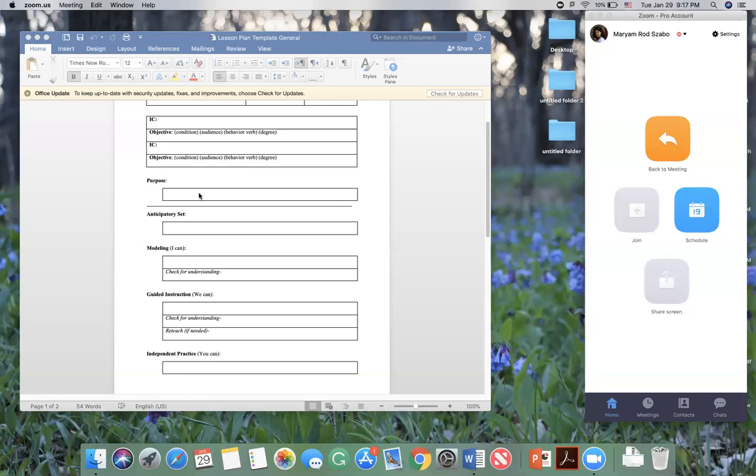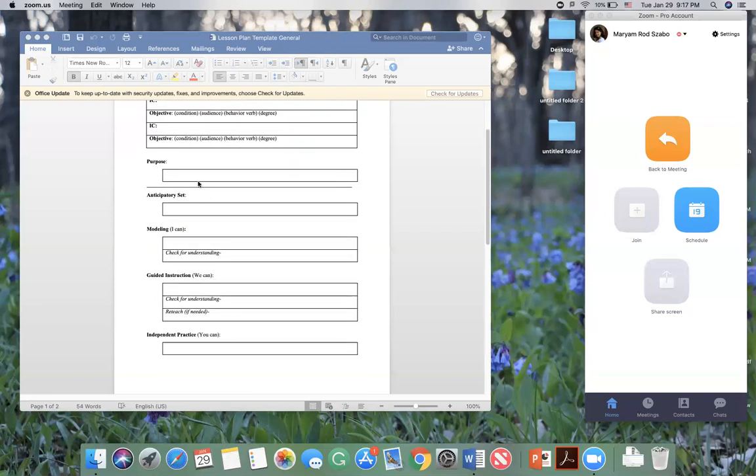Now, the purpose doesn't require all the ABCD that you had in the objective. It is more general, but it is also a simplified way of explaining what it is that students are going to be able to do after this lesson is over, or what it is that they're learning today. So that's what the purpose is. Now, if there is additional information that you'd like to include that is not in your objective, this is a good place to include some of the things that you want the students to take away or learn.